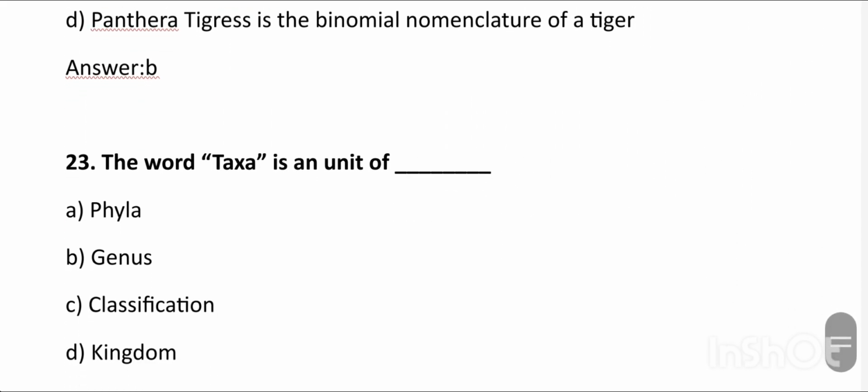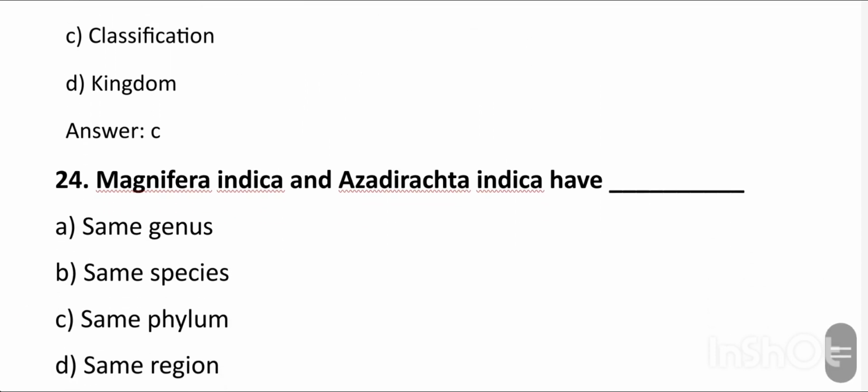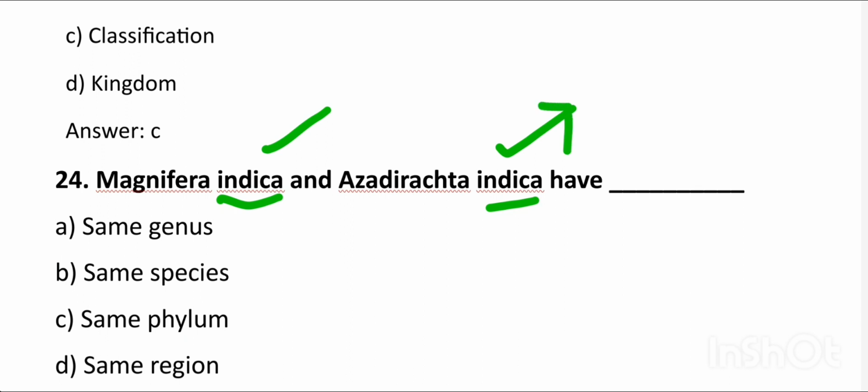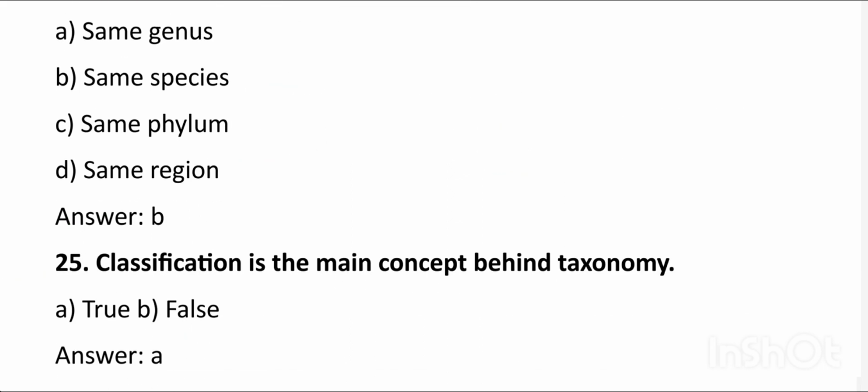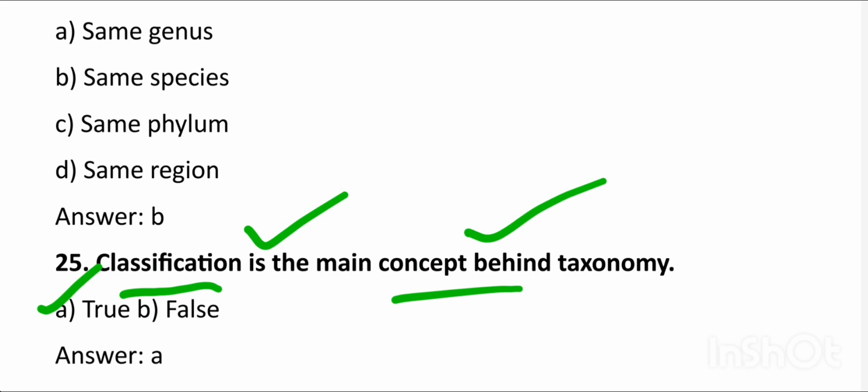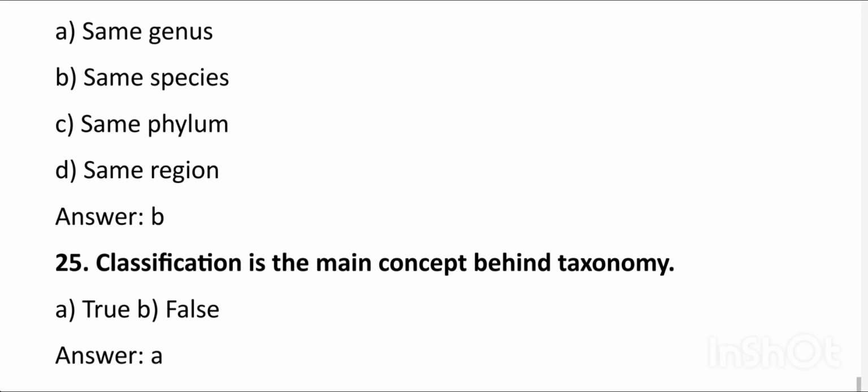Then the word taxa is a unit of, so taxa is a unit of classification. Then Mangifera indica and Arjadirecta indica have indica. Here the name indica suggests that they both have Indian origin and both have same species. Then classification is the main concept behind taxonomy. So yes, it is a true statement. Classification is the main concept behind taxonomy. So it is the last question.